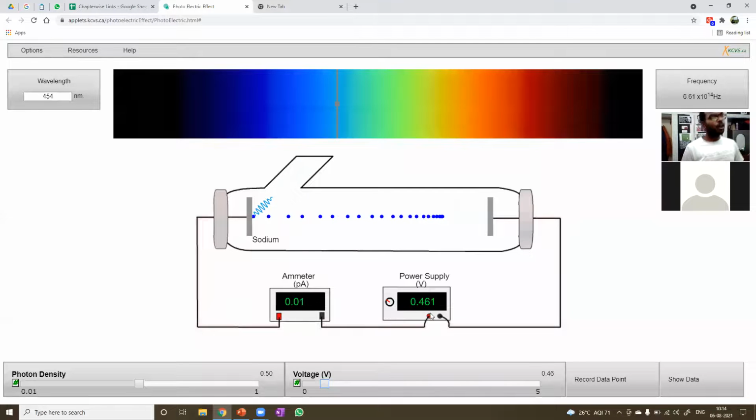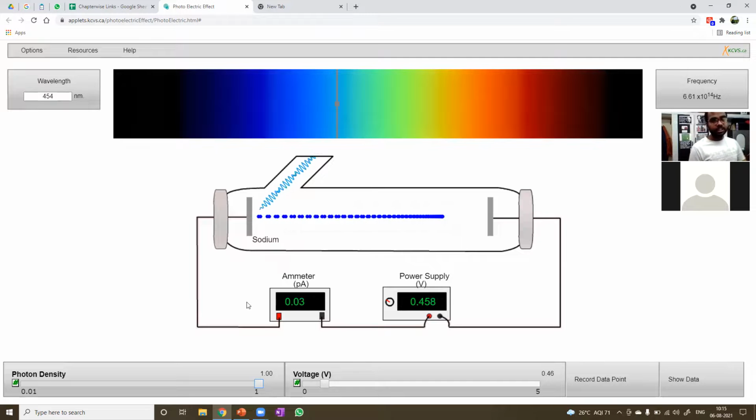Now, does the stopping potential depend on intensity? Let us check. You increase the intensity. Increasing the intensity. Intensity is maximum. But still, no electron is reaching the other plate. And stopping potential does not depend on the intensity of the incident light.